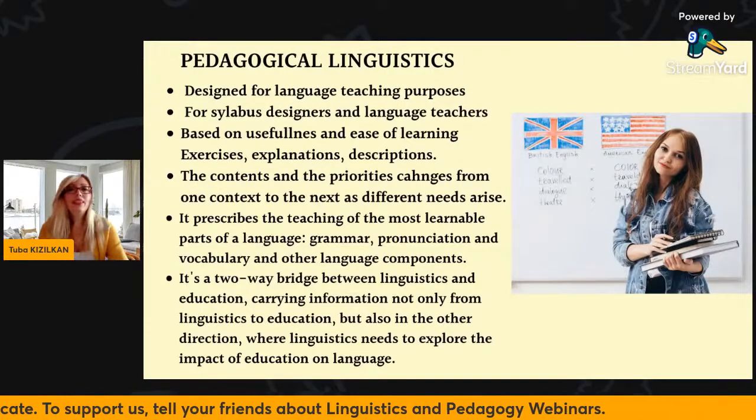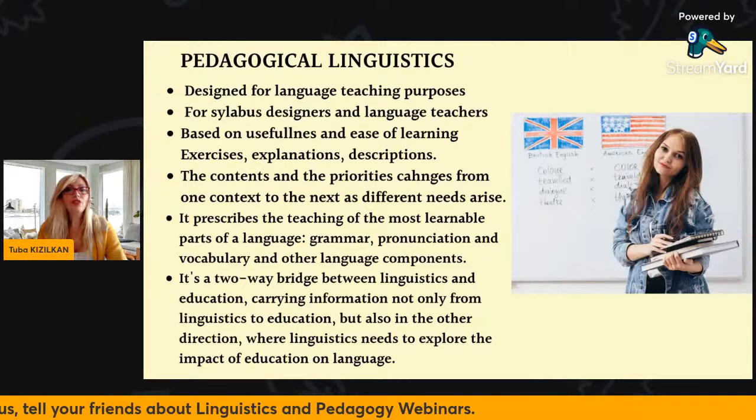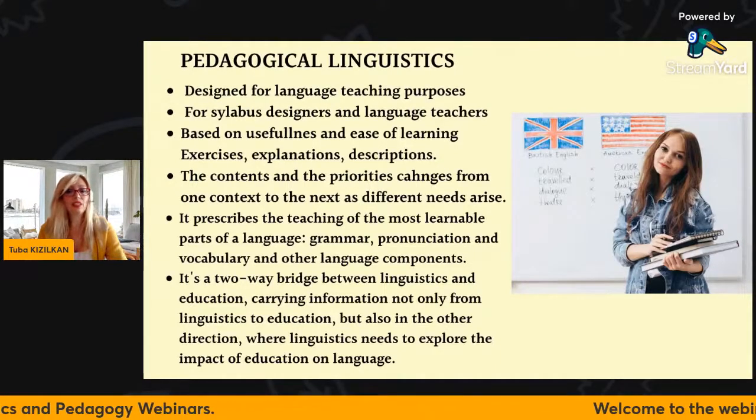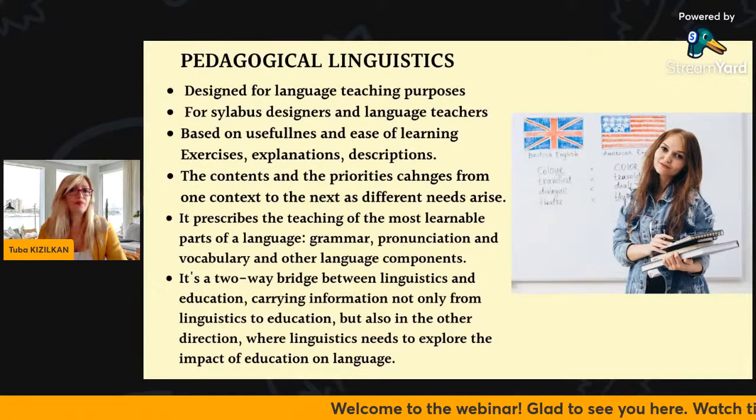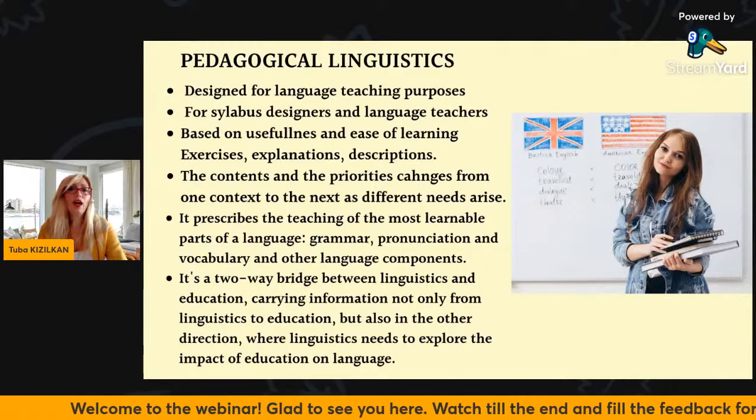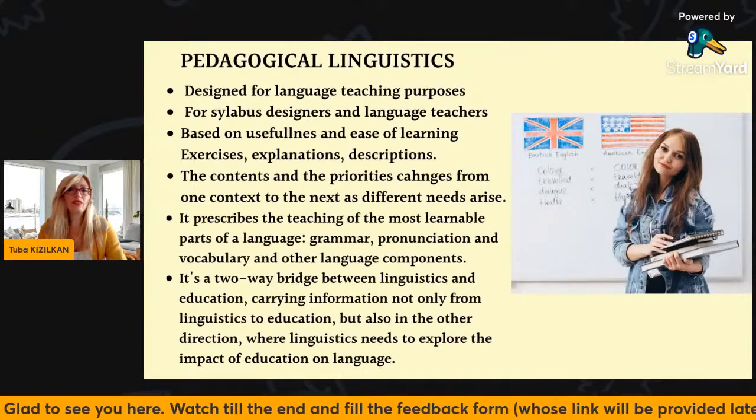Let me introduce you to the term pedagogical linguistics. So, what is pedagogical linguistics? This is designed for language teaching purposes. So, I think an English teacher should absolutely be involved in pedagogical linguistics and have some study on this. And it is also for syllabus designers and language teachers, as I said.